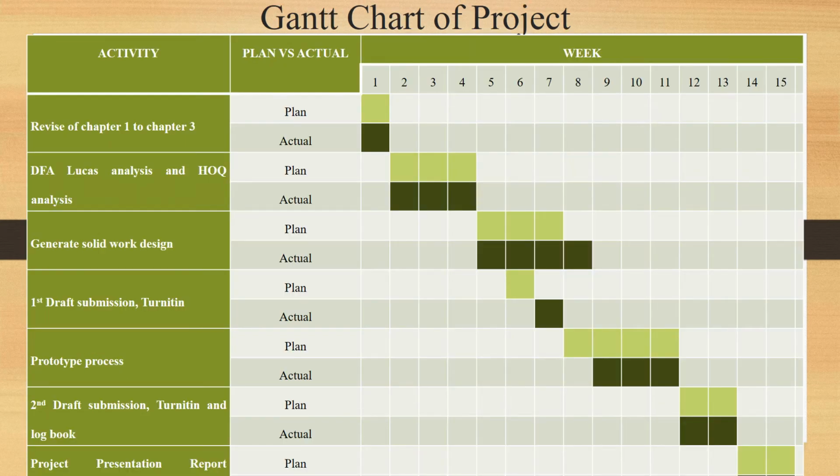This is my Gantt chart of the project. Gantt charts are widely used in project management. It's one of the most prominent and effective ways to display time control activities.